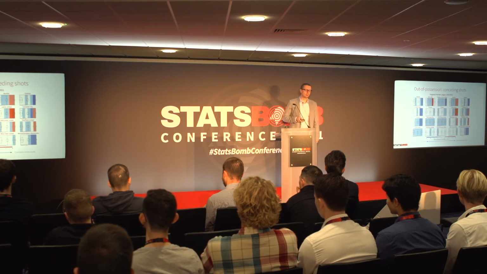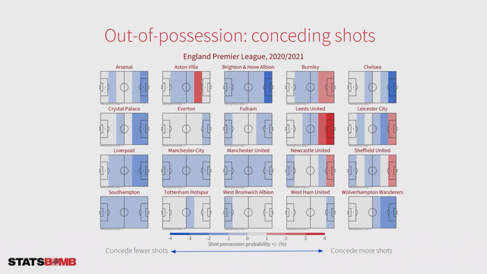And we can look at the conceding shots flip side. So again, red colors mean that teams have a higher shot possession probability against them, so they concede more shots. Dark blue means that they concede fewer shots than the league average. And this is where we see the push-pull of Leeds United. If you can get into their defensive third, and particularly around the penalty area, you've got through that suffocating press. A lot of the time, you're going to be through their last line and in a good position to generate shots.